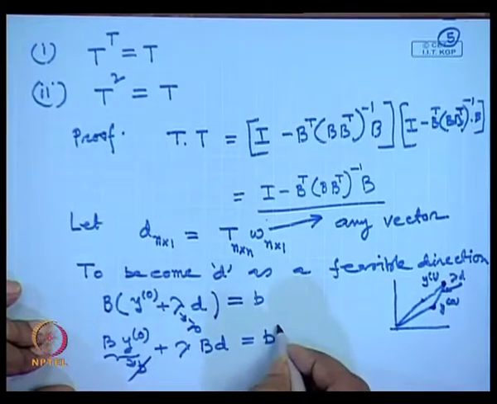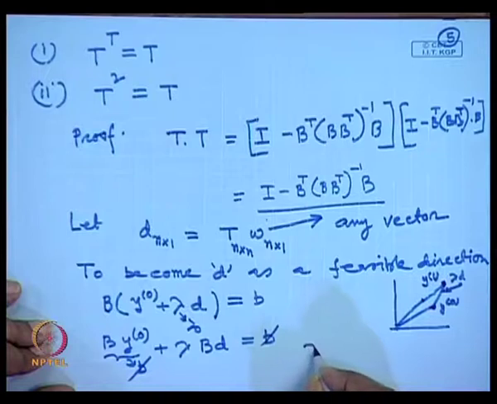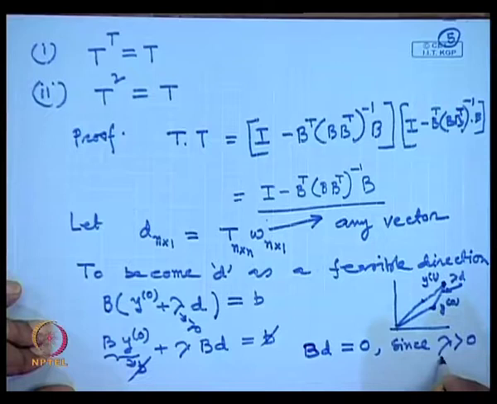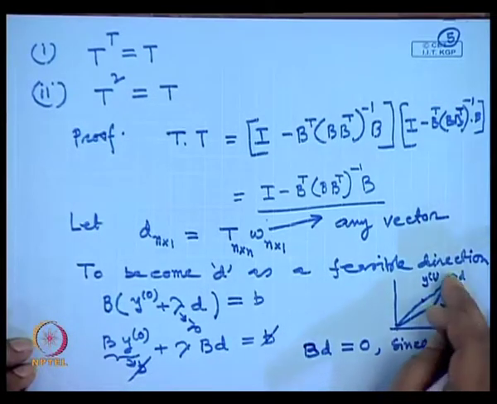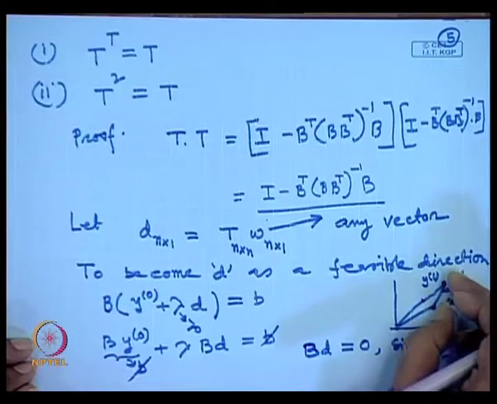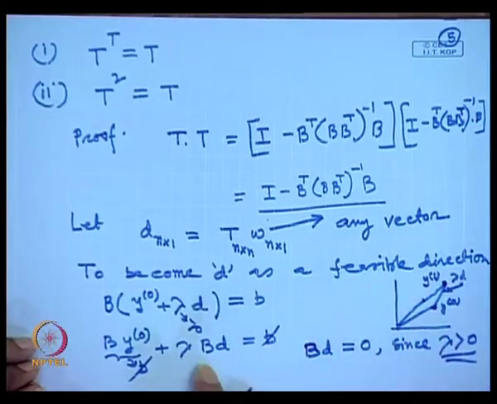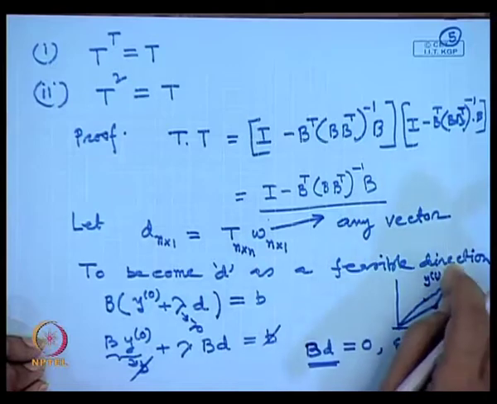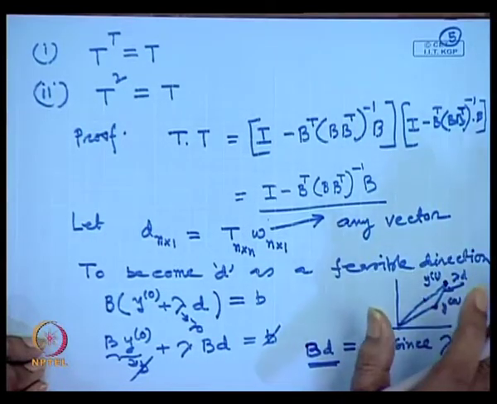So, this b cancelled. Ultimately this boils down to b into d is equal to 0, since lambda is greater than 0. Okay? Lambda is any positive scalar quantity, and d is the direction; you just multiply them. So, if this condition is satisfied, b into d is 0, it means that our new point belongs to the feasible region, meaning an interior point.